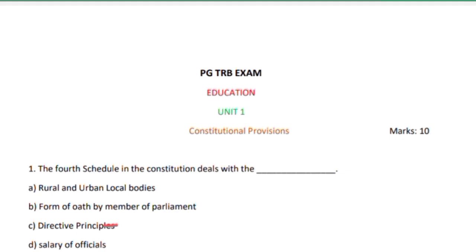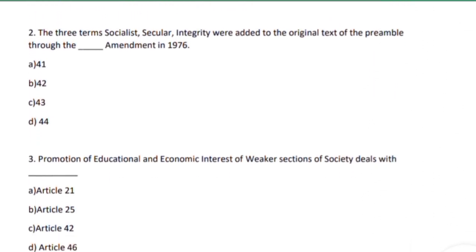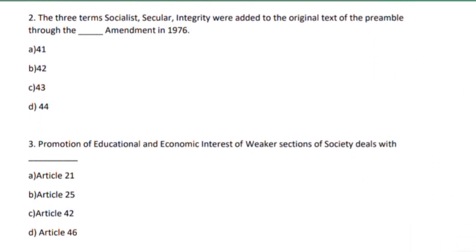Next, the three terms socialist, secular, integrity were added to the original text of the preamble through the dash amendment in 1976. Right answer, 42nd amendment. Next question.